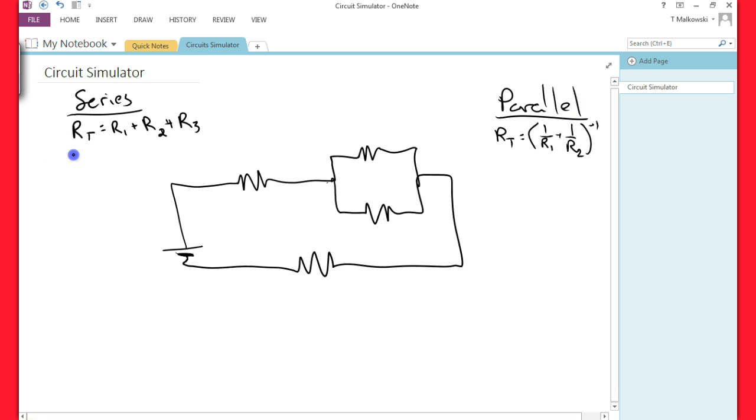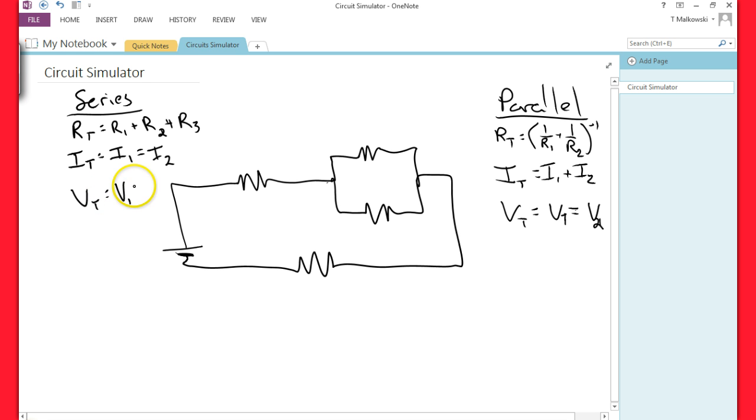They'd also know that in a series circuit, the current is equal throughout. Every resistor would have the same, whereas in a parallel, the current adds up to the total. And then voltage in a parallel is equal throughout, while voltage in a series circuit adds up to the total. So series and parallel circuits, they kind of work opposite of each other.